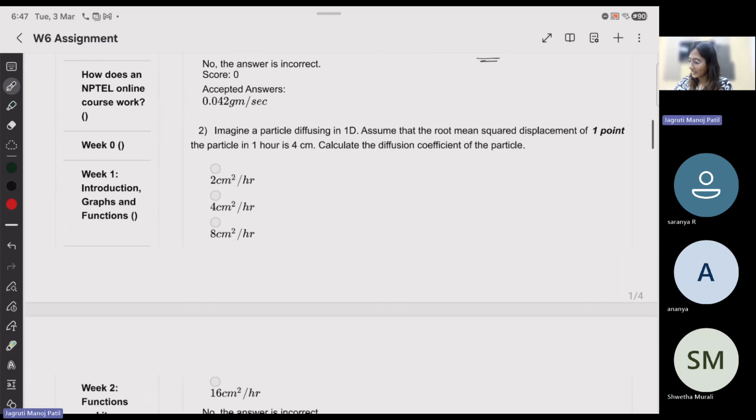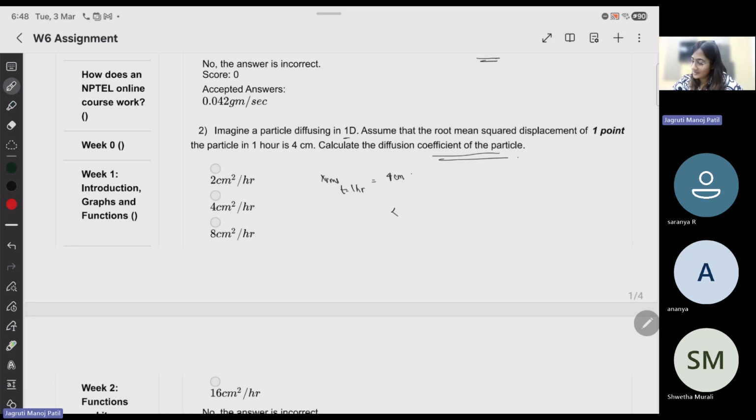Okay. Next. Imagine a particle diffusing in 1D. So that's just 1D that we're talking about. The root mean square distance of the particle in time t equals 1 hour is 4 centimeters. Calculate the diffusion coefficient of the particle.